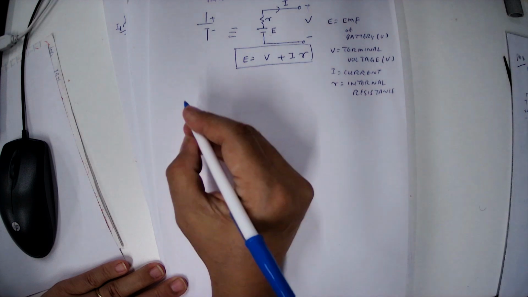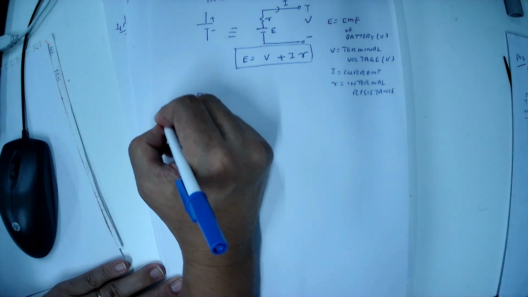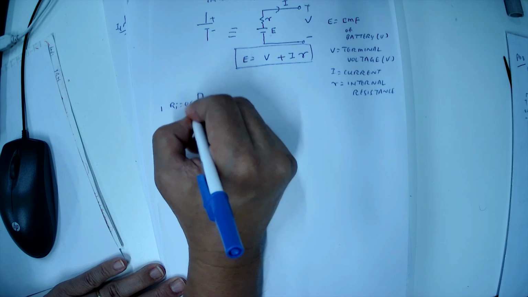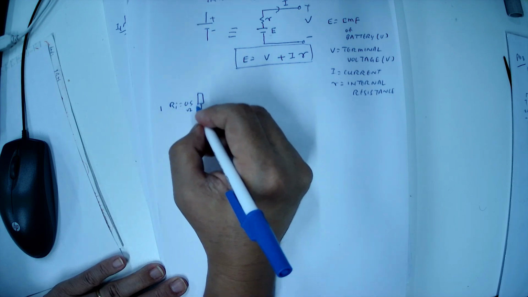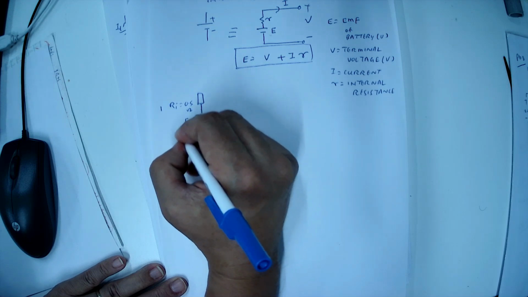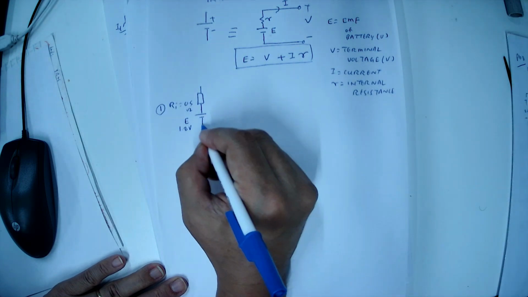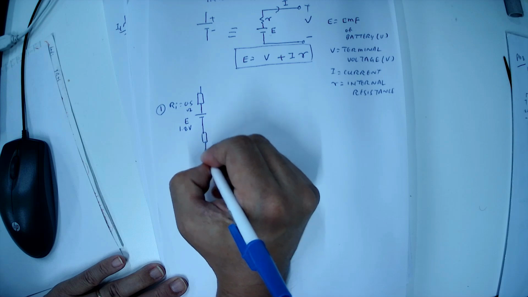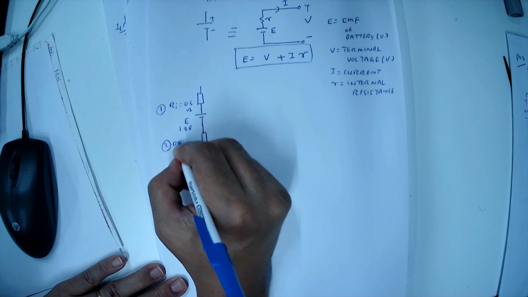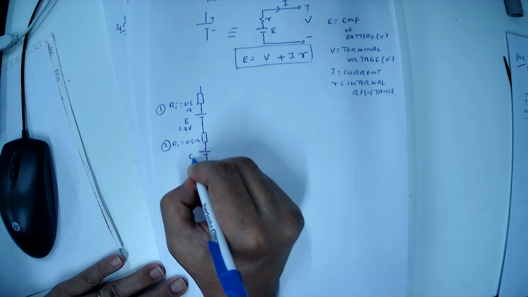In this problem, there are two batteries. Battery 1 has internal resistance Ri of 0.5 ohm and electromotive force E equal to 1.8 volt. And there is also battery 2. Internal resistance Ri is also 0.5 ohm, and electromotive force E is equal to 1.8 volt.